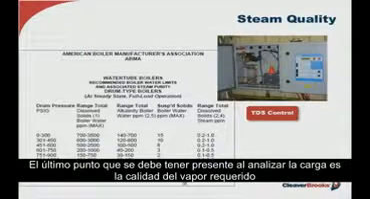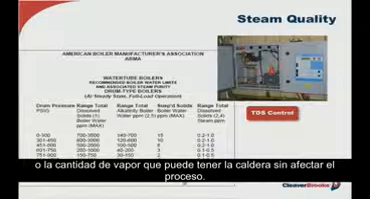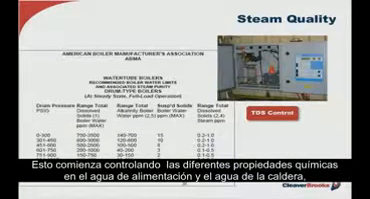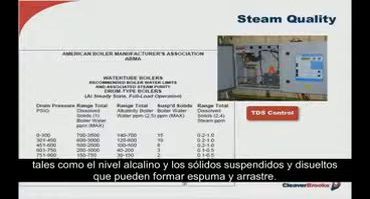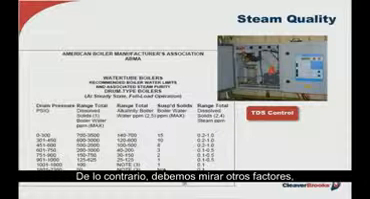The last major point one needs to consider when analyzing load is the steam quality requirement. The amount of moisture the steam can carry without affecting the process, as I mentioned. And it all starts with properly controlling various chemical properties in the feed water and the boiler water, such as alkalinity and suspended and dissolved solids, which can lead to foaming and carryover. And in most boilers, a proper chemical treatment and control program can result in steam quality being very close to 1.5% moisture.